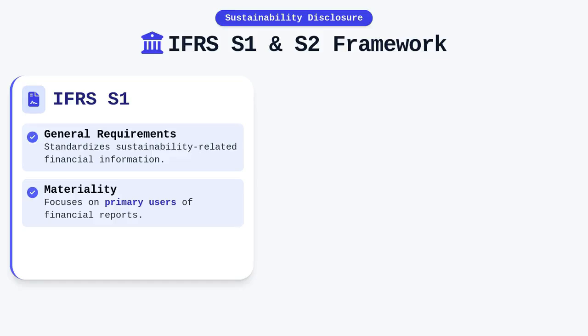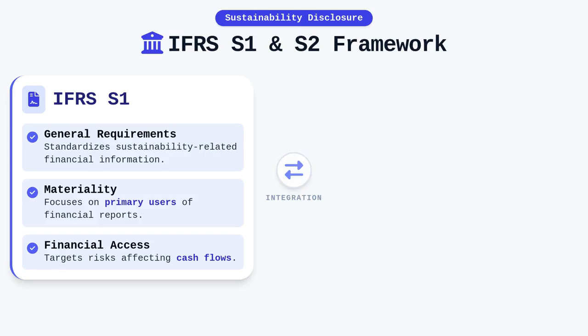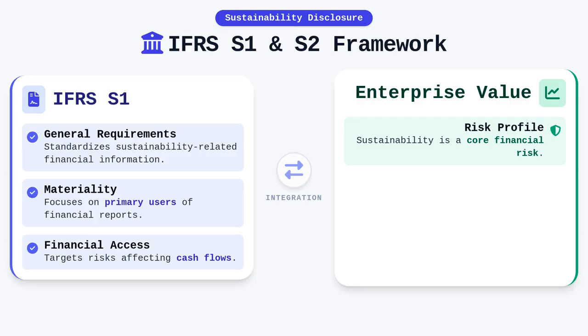It requires reporting entities to disclose information about all sustainability-related risks and opportunities that could reasonably be expected to affect the entity's cash flows or access to finance. This standard effectively insists that sustainability is no longer a separate exercise meant for branding, but a core component of the organization's financial risk profile.